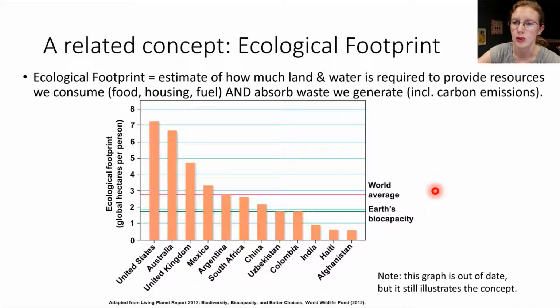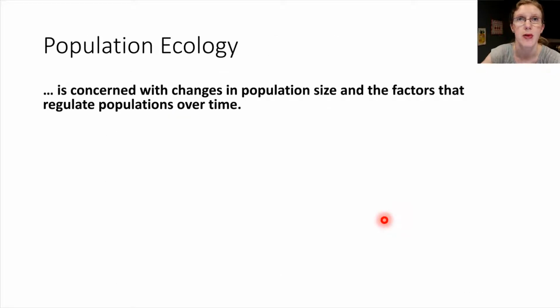So on that note, we're going to switch gears a little bit. This is essentially moving into chapter 19 material. We're going to talk about population ecology now. Population ecology is all about changes in populations, so population size and factors that regulate those population sizes over time.